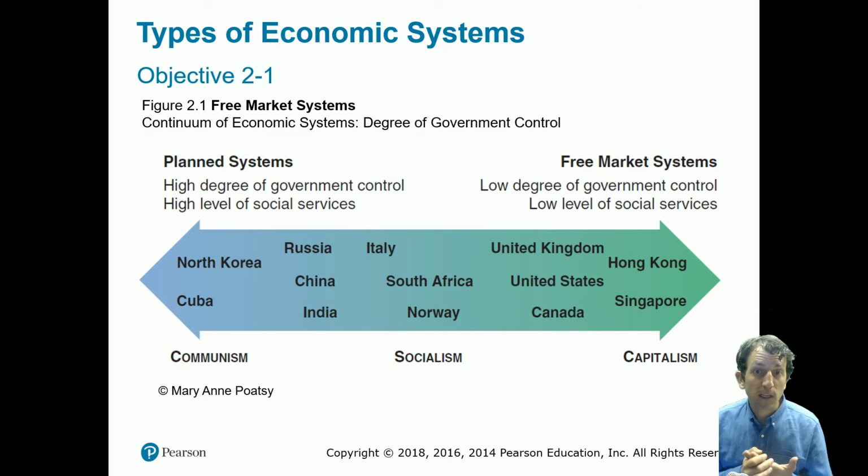What you can take away from this is that there are many different systems, and different systems have worked at different time periods for different populations, for different geographic areas. But to my point earlier, there are pros and cons to each type of system.